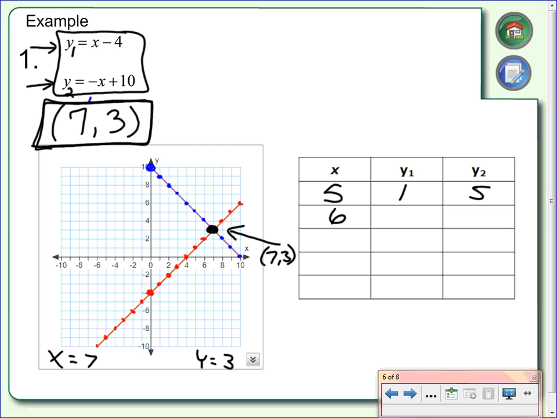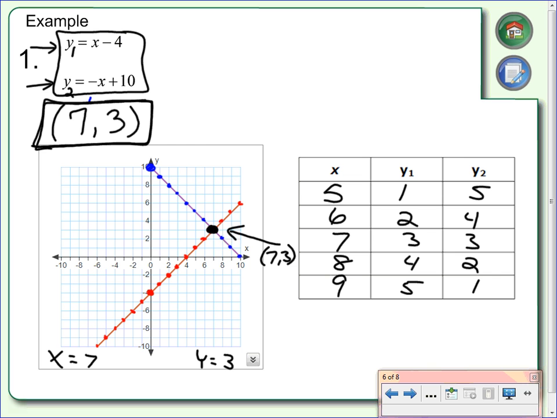Okay, what do you see right next to 6? 2 and 4. What do you see next to 7? 3 and 3. Next to 8? 4 and 2. And next to the 9? 5 and 1. Everybody agree with this? This is what you're seeing on the calculator?